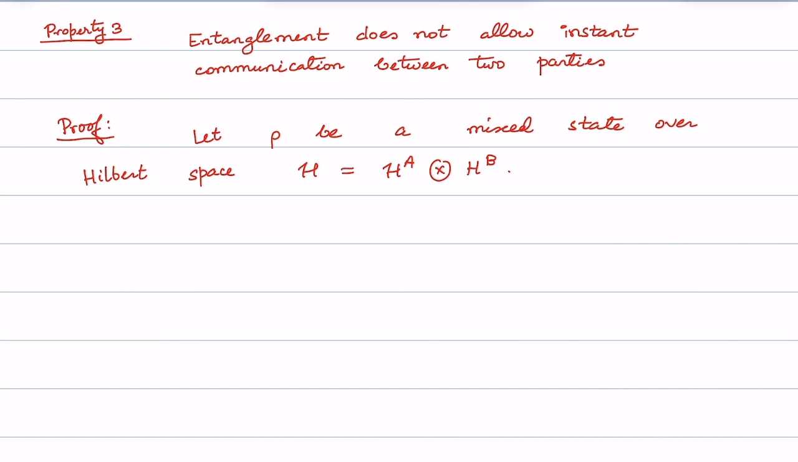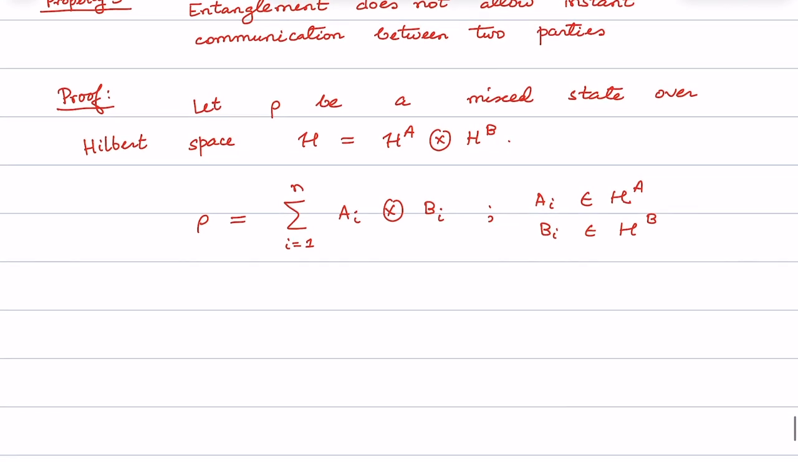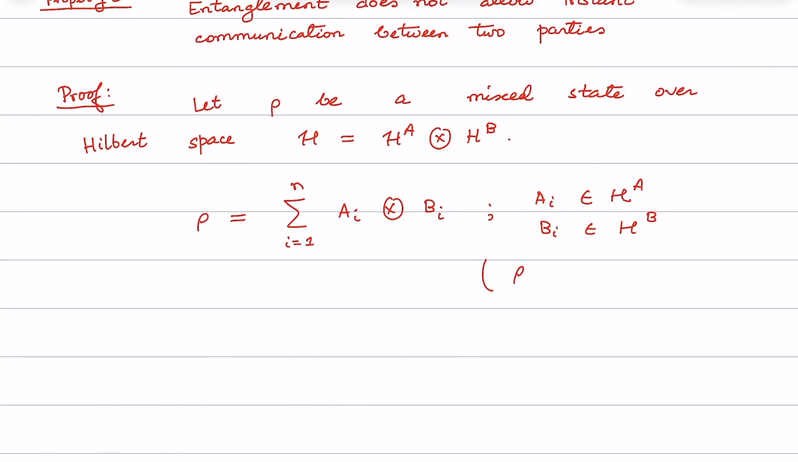And every such mixed state can be written as a superposition, basically a sum of tensor products of linear operators A_i and B_i. A_i belongs to the Hilbert space H_A, and B_i is a linear operator belonging to H_B. Please note that I am not saying that these are product states; rather, you should understand that I am writing it in terms of linear operators. I am not writing rho is equal to rho_A rho_B. This is not what I am saying, okay.